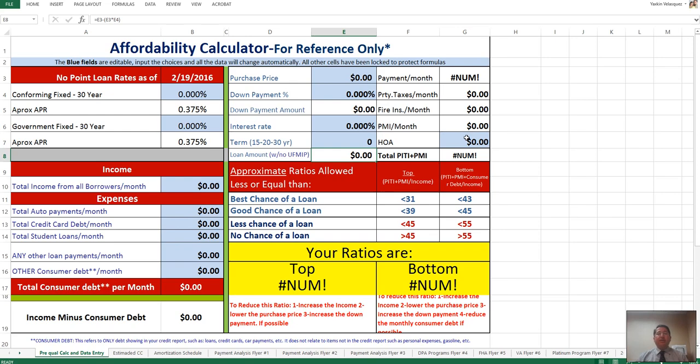Today I'm going to teach you how to use the mortgage calculator that I developed for my business. You probably are receiving a copy of the calculator right now, and I'm going to teach you how to use it because it's really simple.